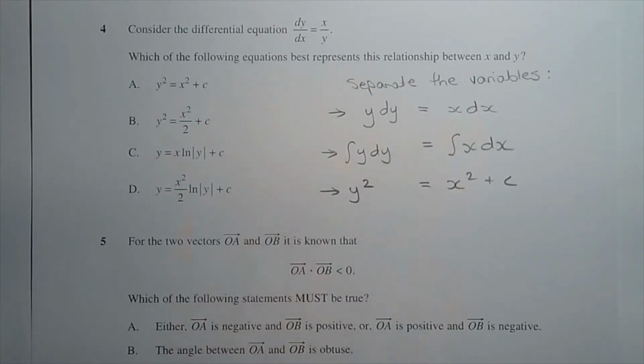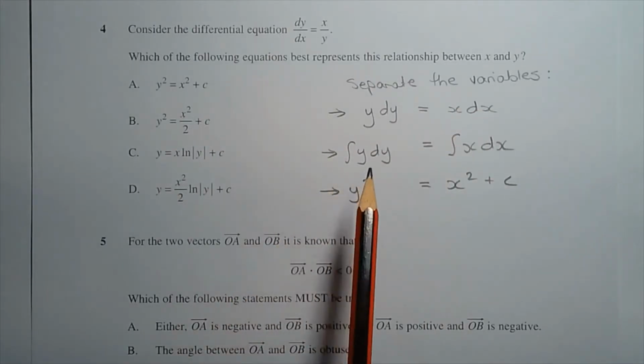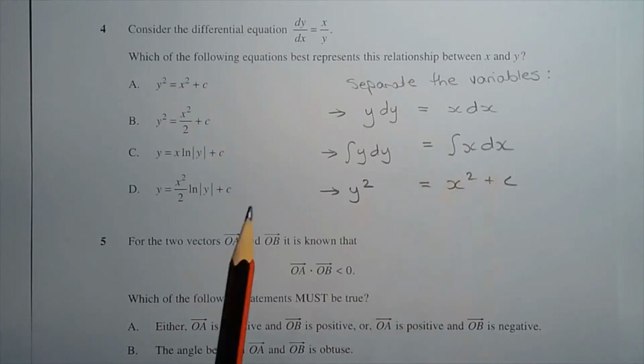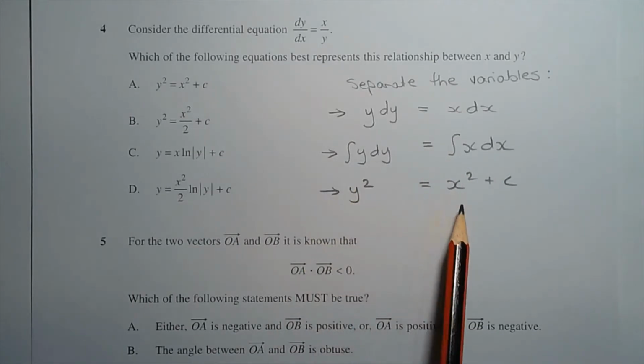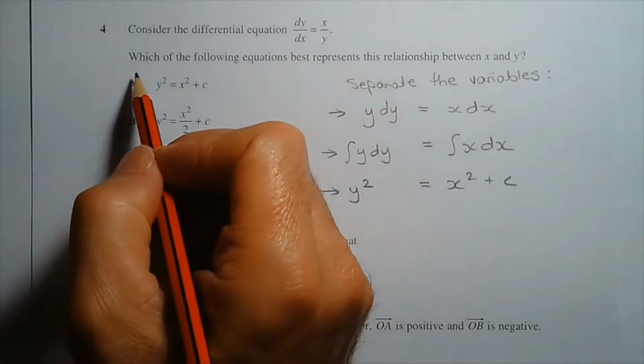Next, we'll integrate both sides. So the integral of y with respect to y is equal to the integral of x with respect to x. And we get y squared is equal to x squared plus the constant c. Therefore, the answer is option A.